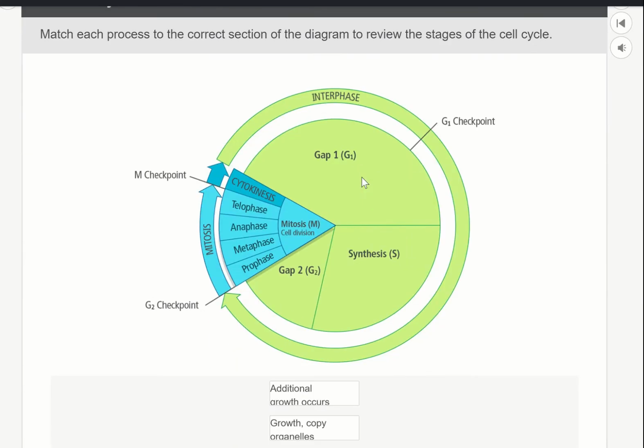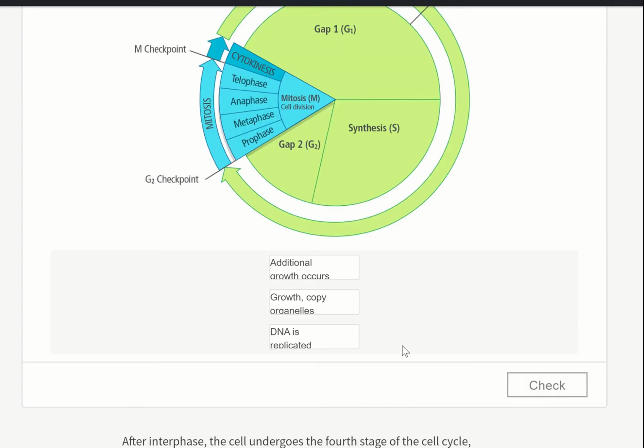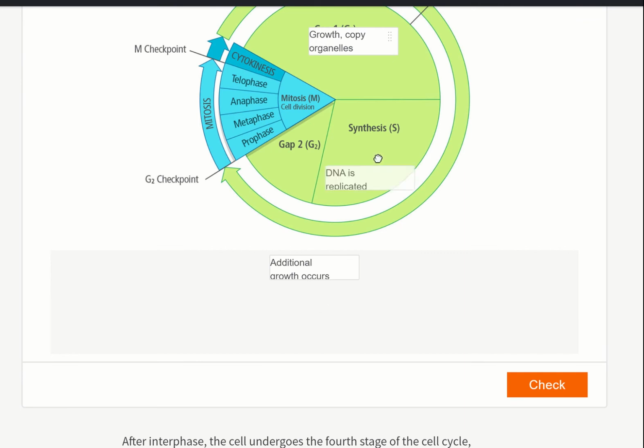So as we scroll down, this is what we went over in lesson 1, but this is the cell cycle. And here we have interphase. Interphase is going to be made up of G1, S phase, and G2. Remember in G1, this is where the growth happens, and we copy the organelles. In S phase, and this is very important, this is where the DNA replicates. The DNA, and remember replicate just means to copy.